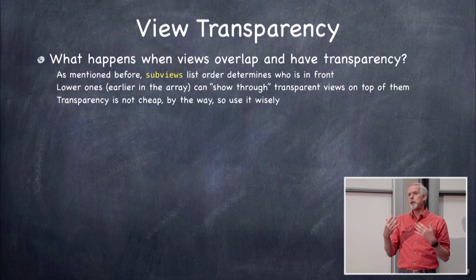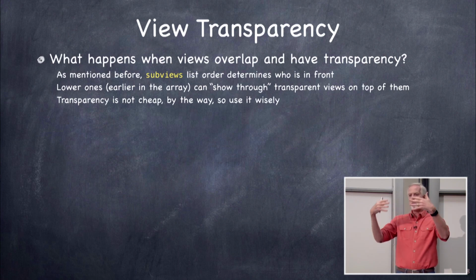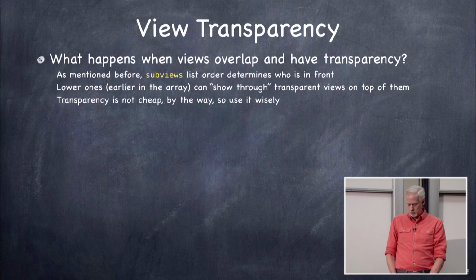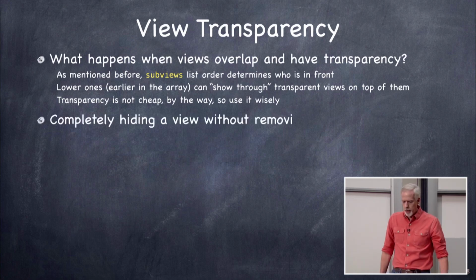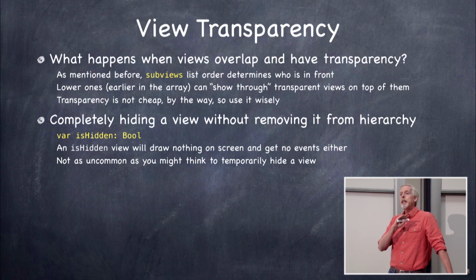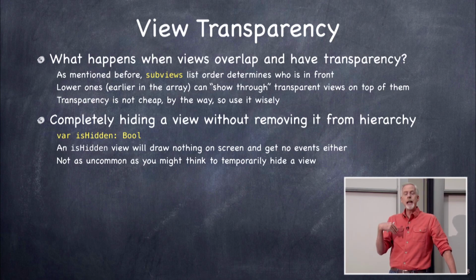Also, even if there's no transparency, if the views are on top of each other and they happen to overlap, a lot of times when we have multiple subviews, they're all side by side, they don't overlap, but they could. And if they did, then the subviews list will tell you the order, which ones are in the front.